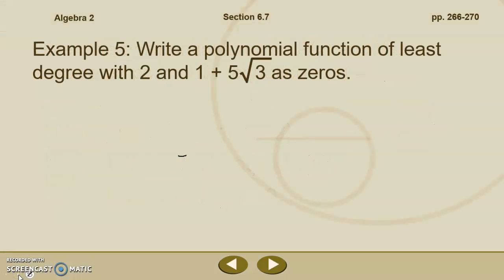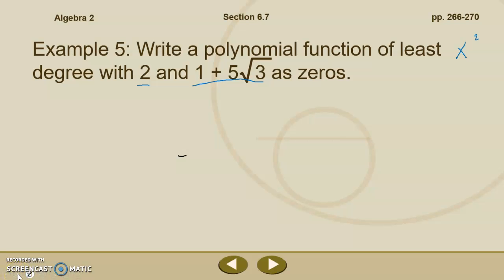All right, so let's go ahead and write a polynomial function of least degree, so you want the smallest degree possible, with 2 and 1 plus 5 square root of 3 as zeros. So you're looking at this and you may go, okay, there's 2 zeros, so our least degree is going to be x squared, right? That's the smallest degree we can make it.